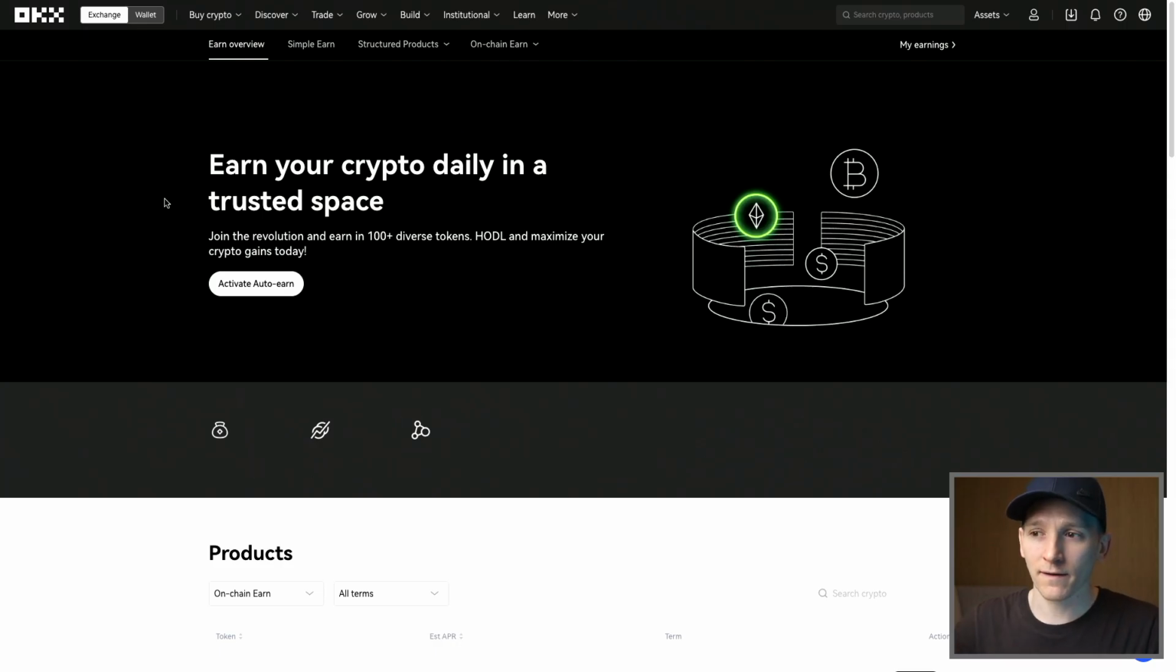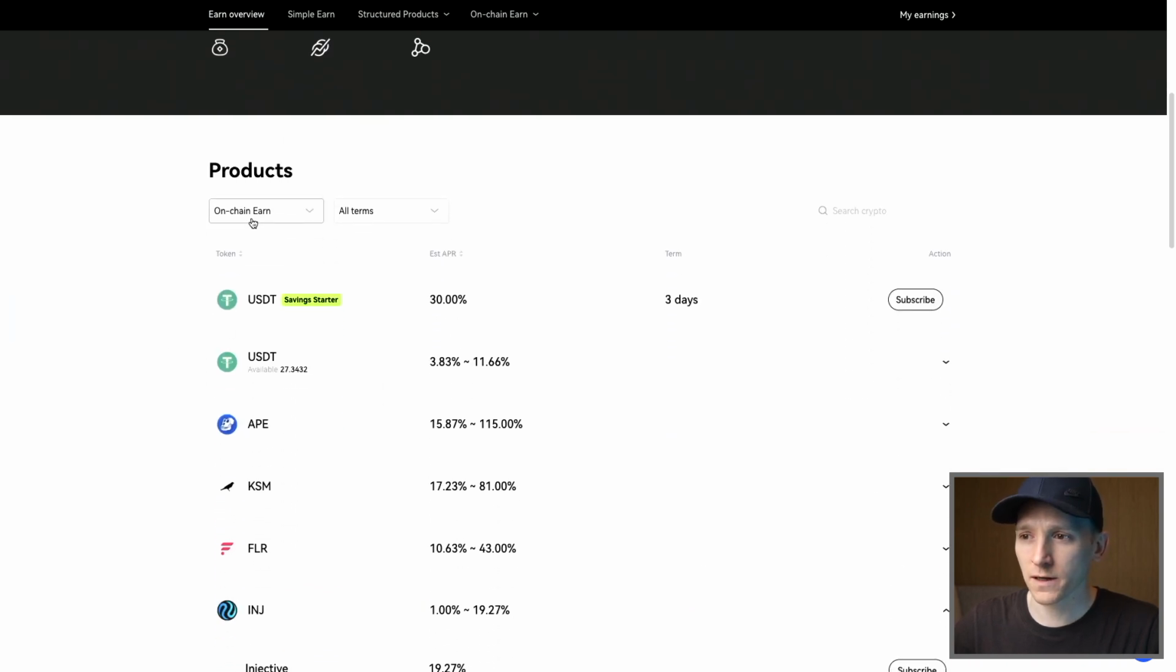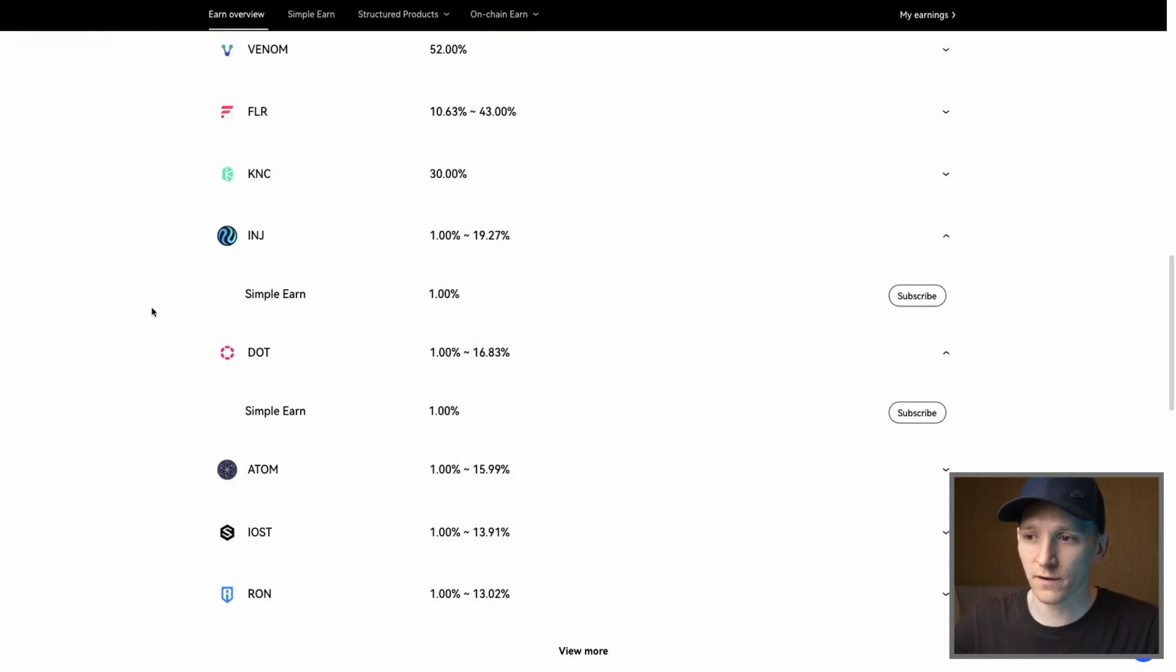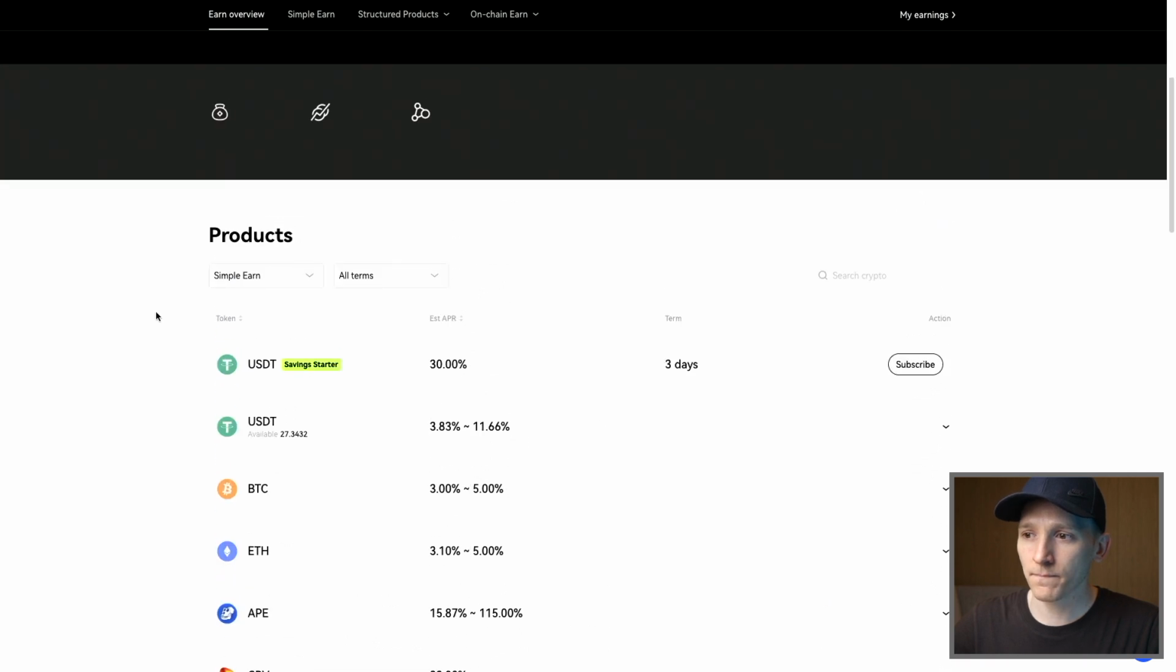Simple Earn is actually lending. So if we go to Simple Earn, you can see that feature here. But if we actually come down and just click Products and then Simple Earn, it gives us a better overview of the assets that we can invest. So as you can see, there's a lot right here. Now, Simple Earn is lending your crypto to other people on OKX.